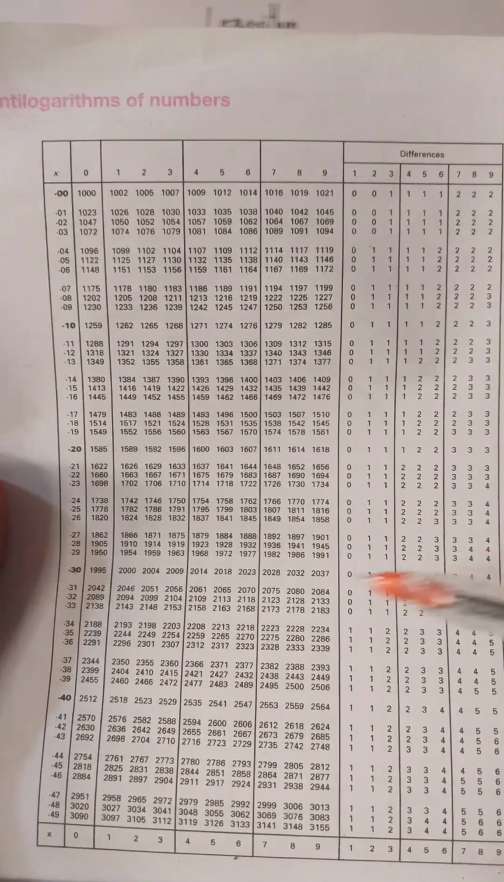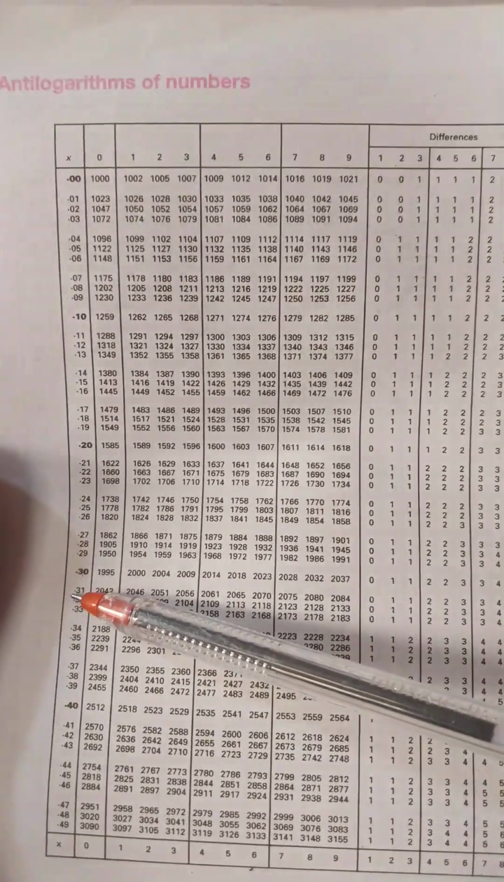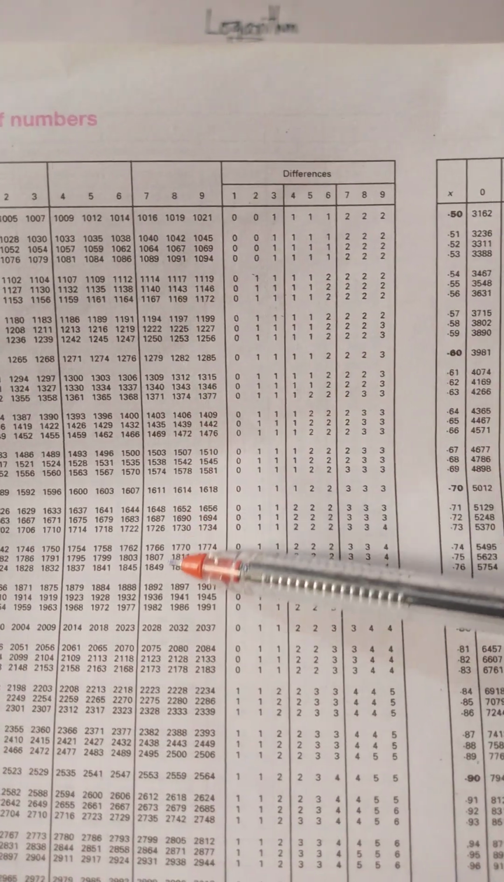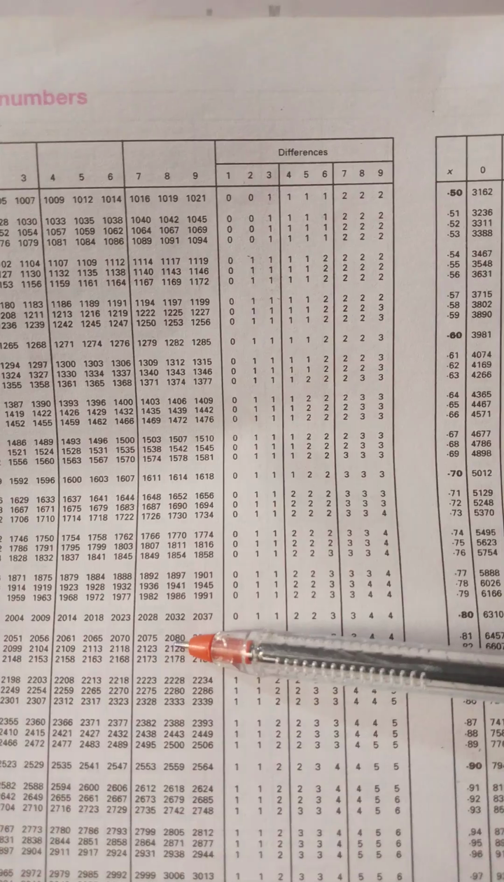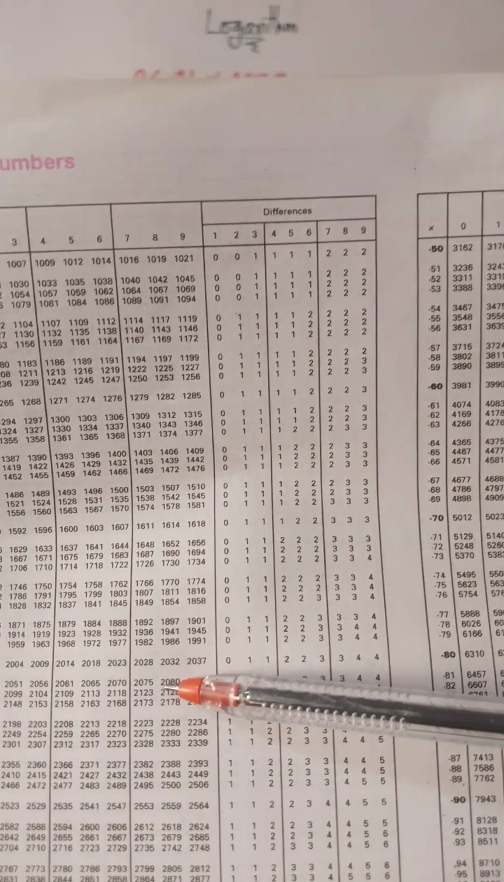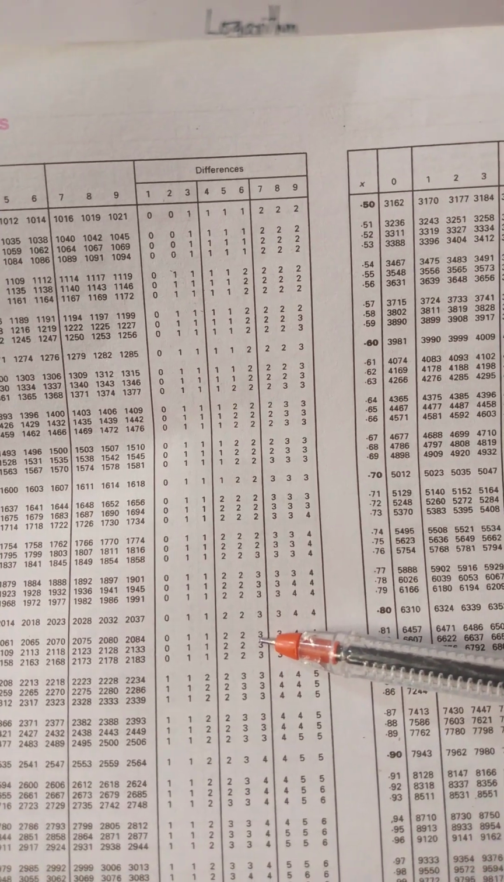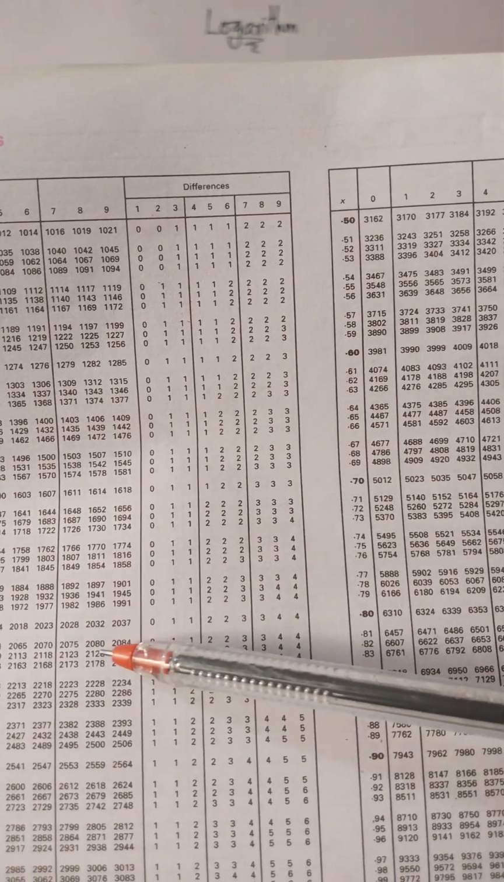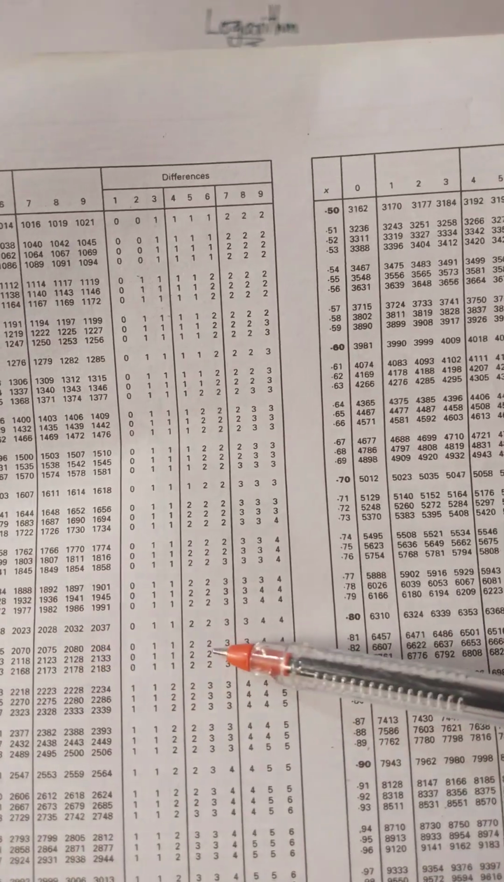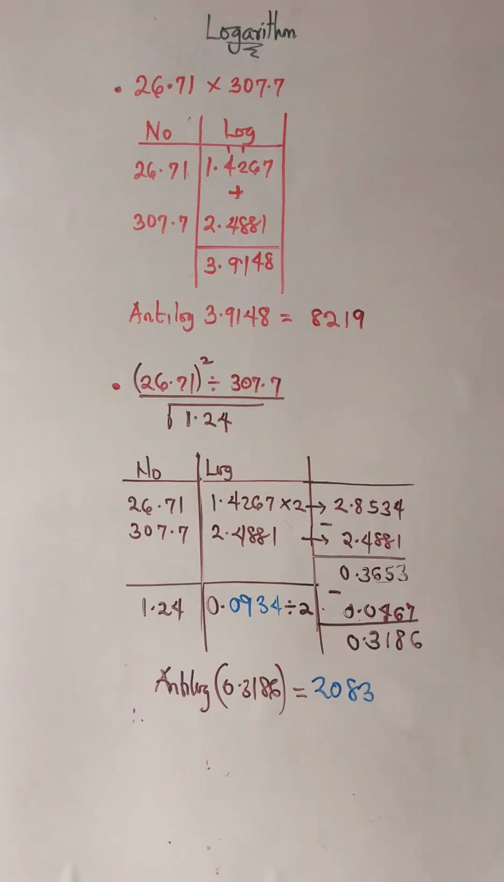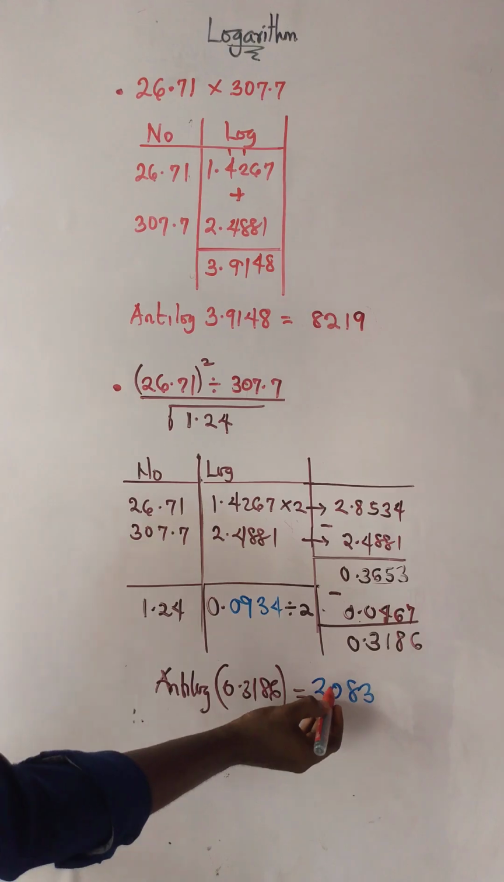So this is the antilog table. 0.31 under 8. 31 under 8 is 2080. Then we have difference 6. Difference 6 is 3. So we have 2080 plus 3, that's 2083. By default, the decimal point is here.